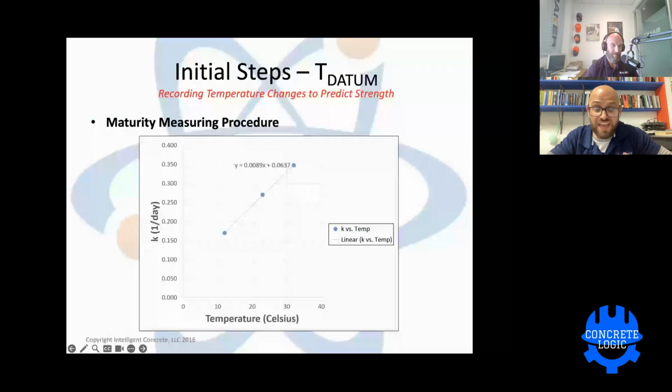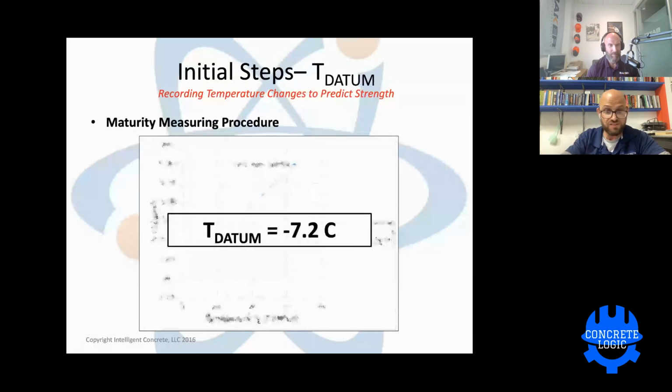And then from there, when you plot these 3, it's going to give you a y-intercept, right? And what that means is if you take this line and you trace this line all the way down to our y-axis, it's going to give you an equivalent age, or excuse me, a temperature at which you reach this equivalent age.